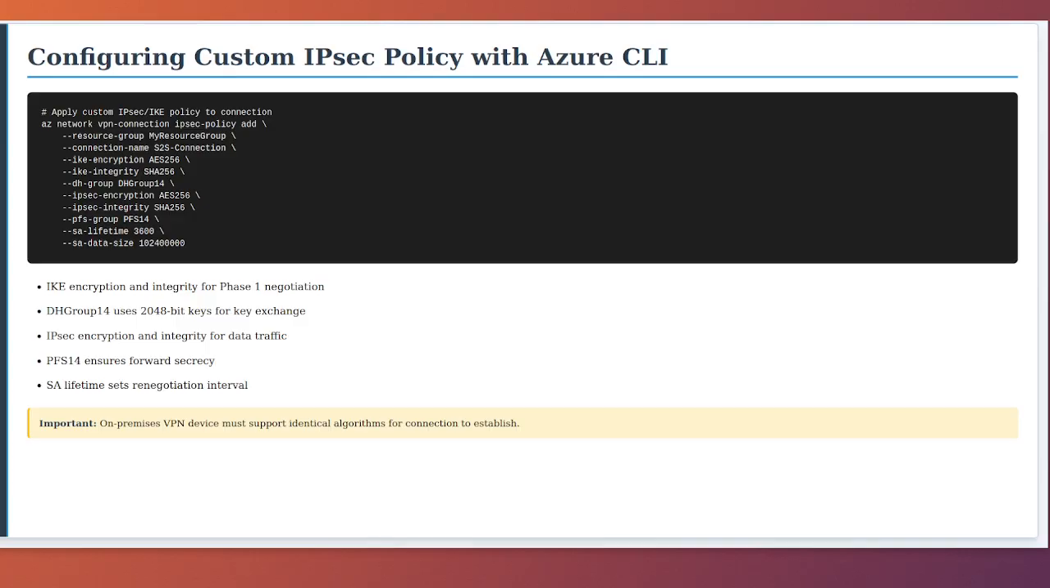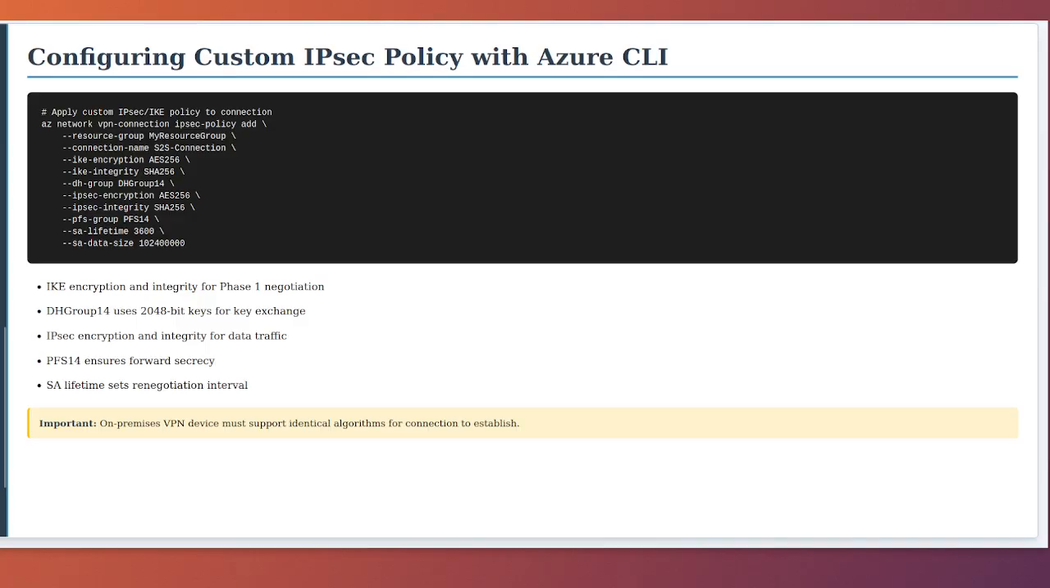The DH group parameter specifies the Diffie-Hellman group used for key exchange in IKE Phase 1, set to DH group 14. Diffie-Hellman is the algorithm that allows two parties to establish a shared secret over an insecure channel. DH Group 14 uses a 2048-bit key, which is considered secure against current attacks and is required by many security compliance frameworks. Higher groups like DH Group 24 use 2048-bit elliptic curve keys for improved performance with equivalent security.